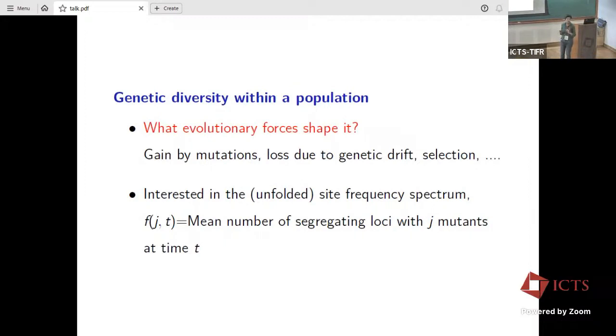And I'll be interested in the specific quantity, which I introduced to you yesterday already. That is the site frequency spectrum. So it's a slightly more involved statistic, but I hope you can get at least some understanding of it nonetheless. So let me just define it for you once, and I'll define it for you again one more time. So it's simply the mean number of segregating loci with J mutants at time t. So that's the quantity of interest for me today.